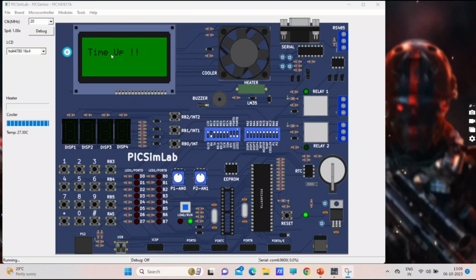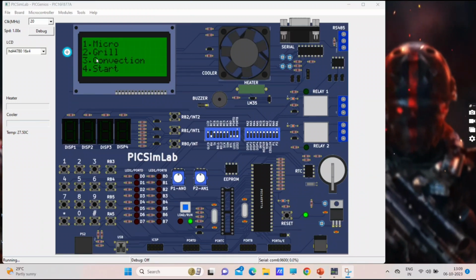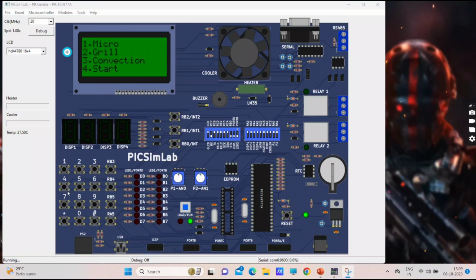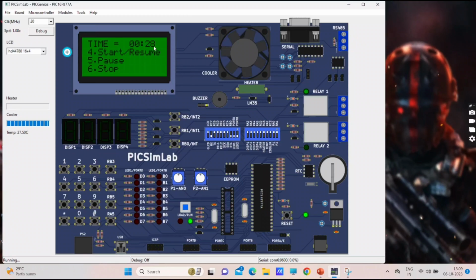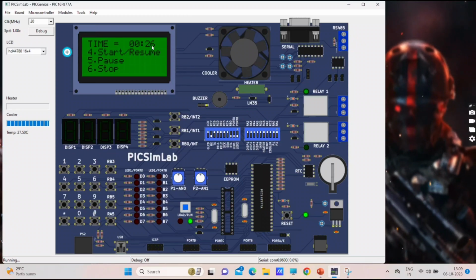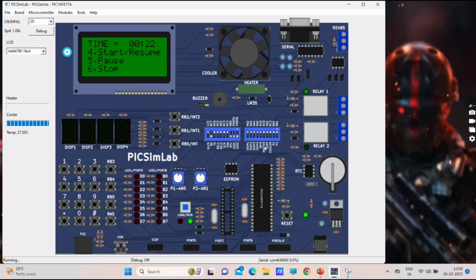So the cooking is done and it shows the time up screen, and then it will come back to the normal mode of operation. And we have the fourth mode of operation, which is the start mode. By pressing key 4, we are starting it, and it has a timer set for 30 seconds, and we are waiting for the time to get over.